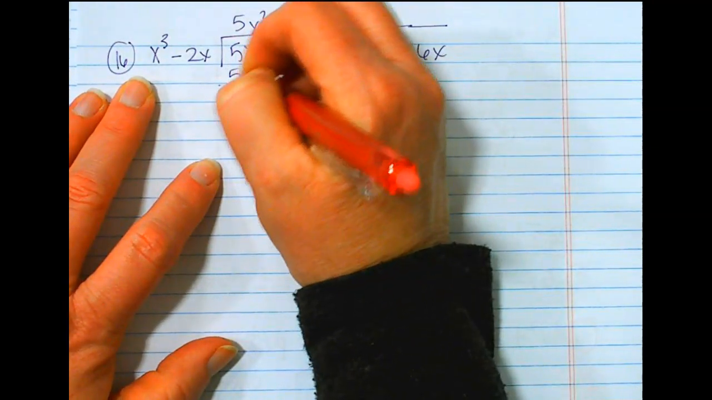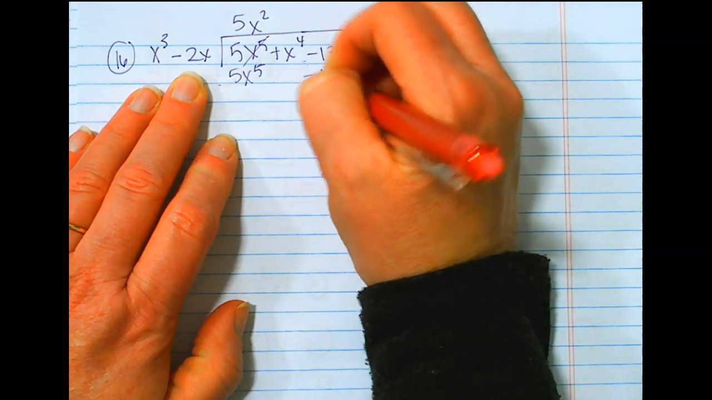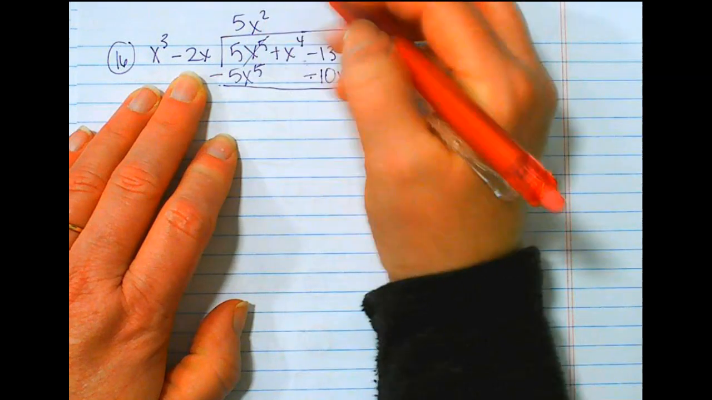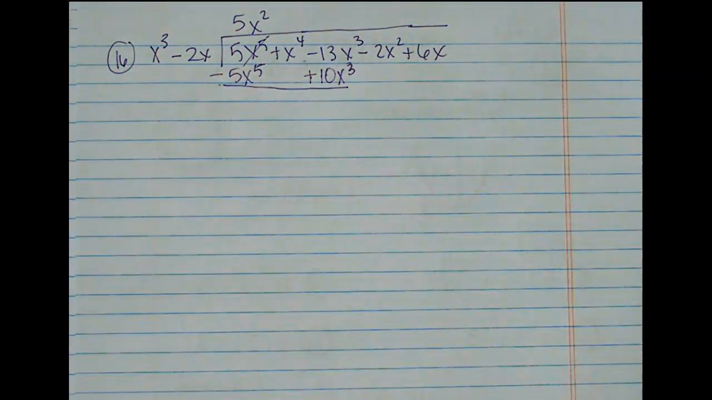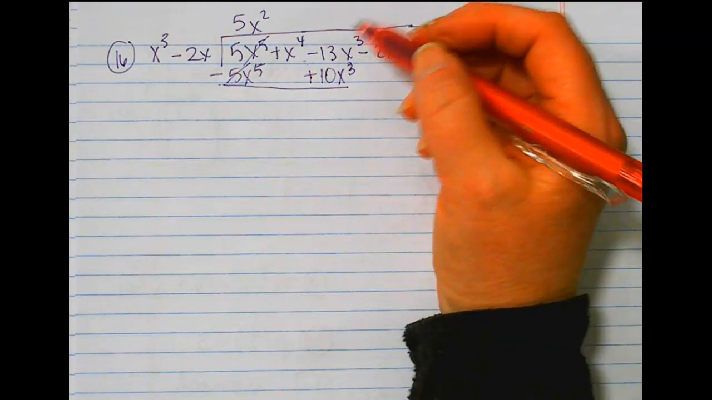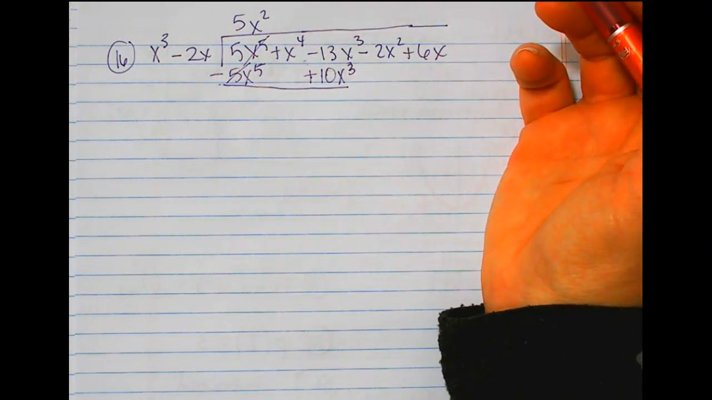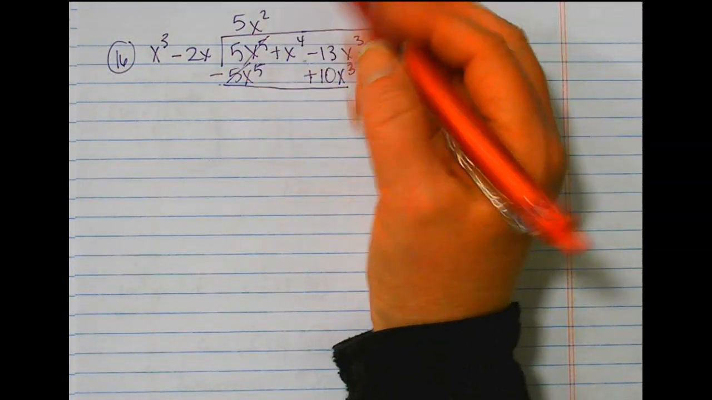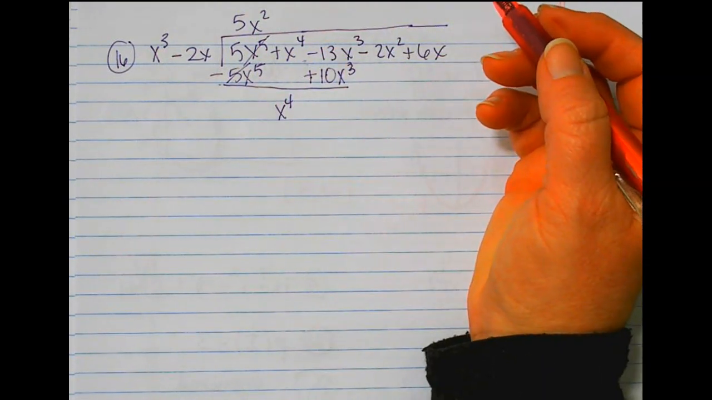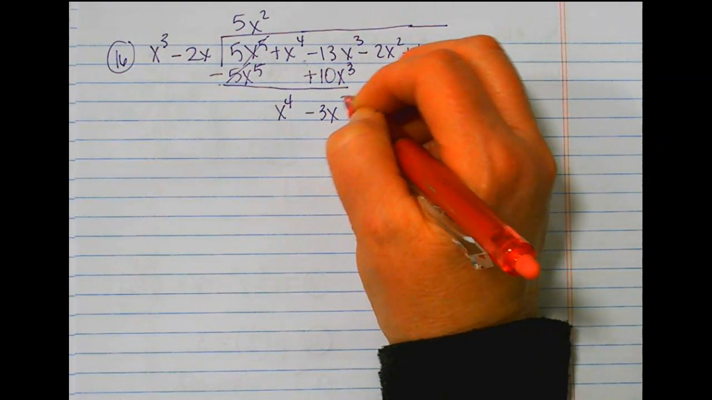5 times this first one, 5x to the 5th, minus, and it should go here, minus 10x cubed. Skip that one. Draw my line, change my signs. Okay, now I have the right degree and the right plus or minuses. Sorry about that. Add them together, negative 13 plus 10. Can I do this or do I need to remember this one? Like this one canceled, then the next one should be this one. 1 plus 0 is just 1, x to the 4th. Now put these together, 10 minus 13, that's negative 3x cubed.